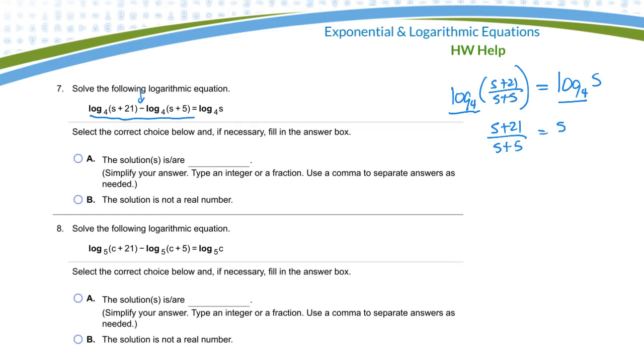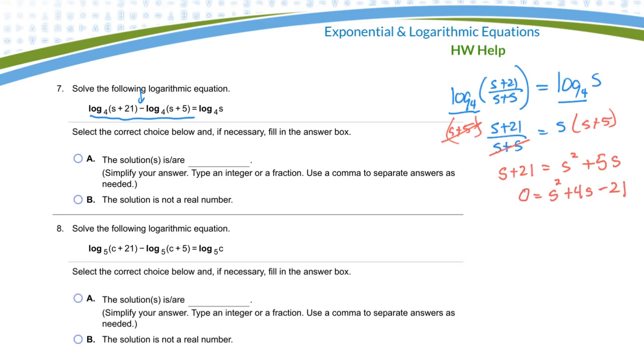Multiply S plus 5 on both sides. So sort of the I hate fraction rule. So here they cancel. So I have S plus 21 is equal to S squared plus 5S. My 5's and S's look the same. Okay, I have S squared, so let's get everything to one side. 5S, take away S would be plus 4S. Bring the 21 over, it'll be negative.